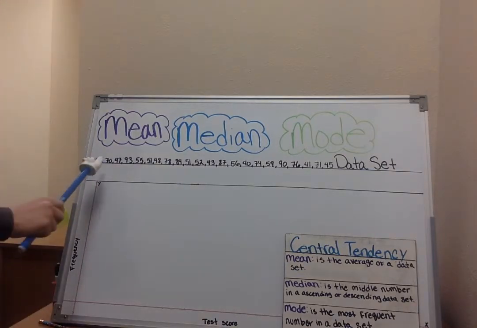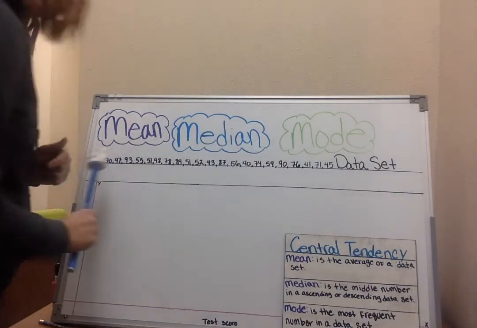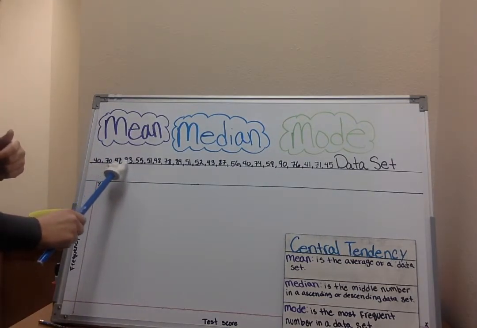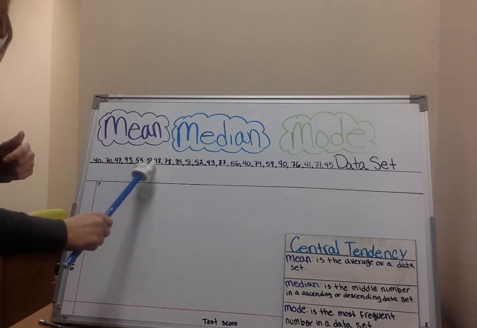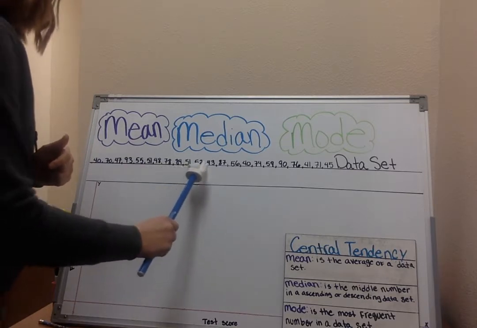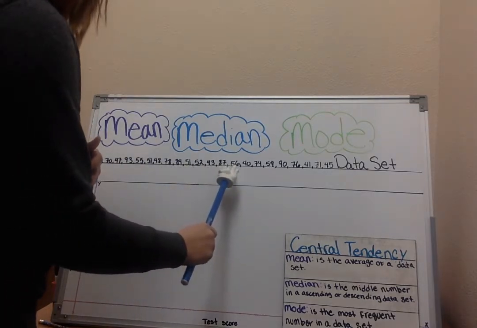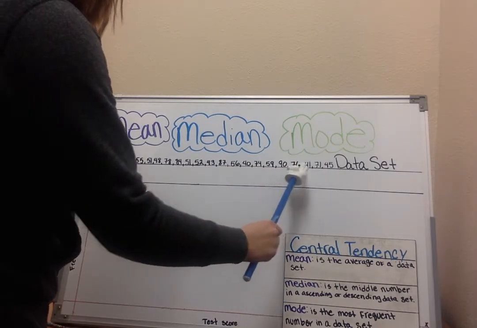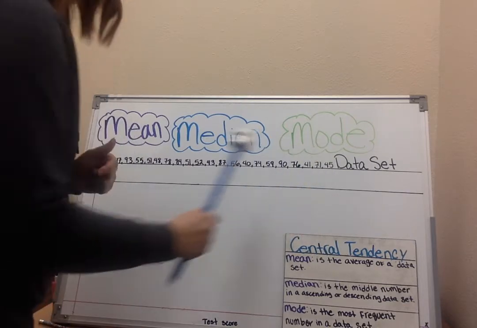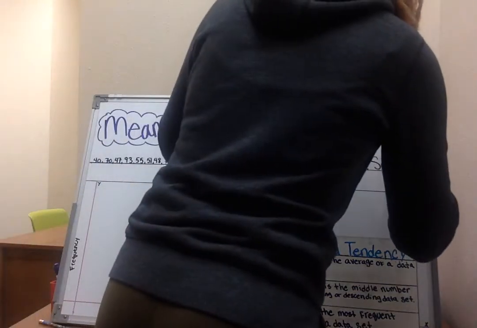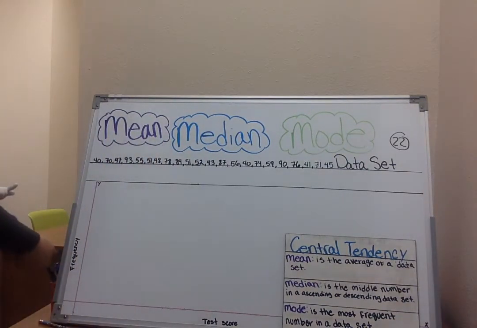Right here we have a list of math scores from a 4th grade math test. Starting from the beginning, we have a 40, 70, 47, 93, 55, 51, 48, 78, 84, 51, 52, 43, 87, 56, 40, 74, 59, 90, 76, 41, 71, and 45. Altogether, there are 22 scores. We need to remember that number for later on.